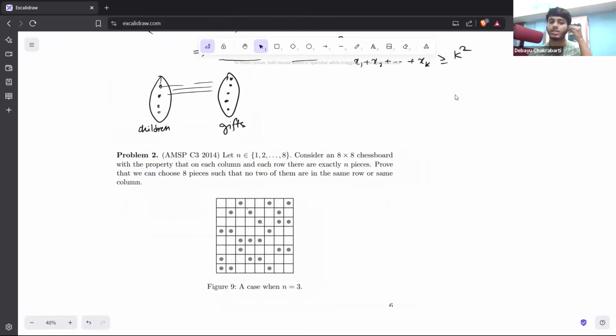So you have an 8 cross 8 grid with the property that in each column and each row you have exactly n pieces, and n is in the set. Prove that you can choose 8 pieces such that no two are in the same row or column. Okay, I remember the question but not the proof for some reason.